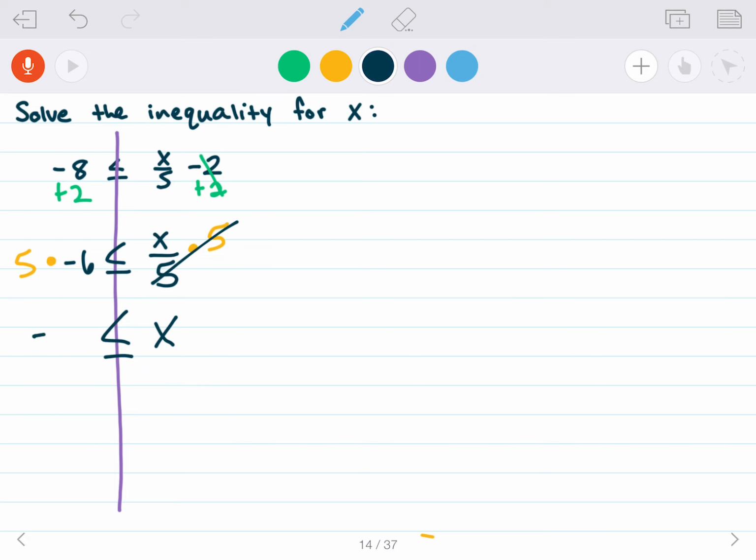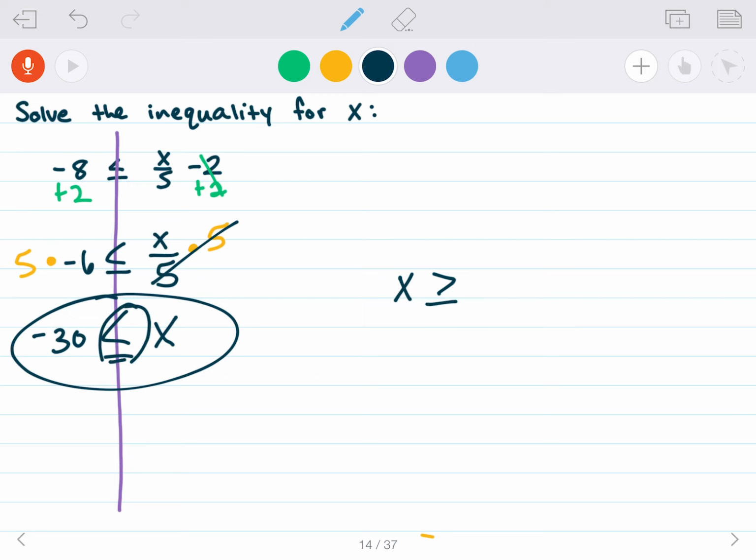On the left, I'm left with negative 30. So this is my answer. And typically you write your variable first. So you could write it like x is bigger than or equal to, right? Because the mouth is facing towards the x. You want to keep that consistent when you rewrite it. So x is greater than or equal to negative 30 is our solution.